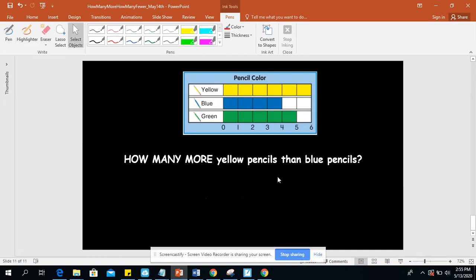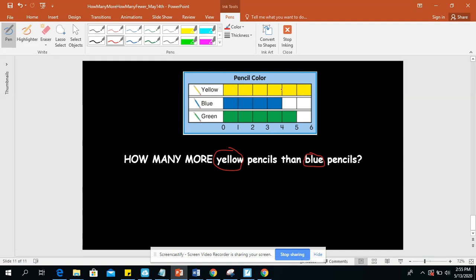One more. So here's our bar graph, which we looked at yesterday. Our question is, how many more yellow pencils than blue pencils? I think we looked at this bar graph yesterday. I don't remember. I think we did. But the question says, how many more yellow pencils than blue pencils? So we're comparing yellow to blue. Let's look at our bar graph.